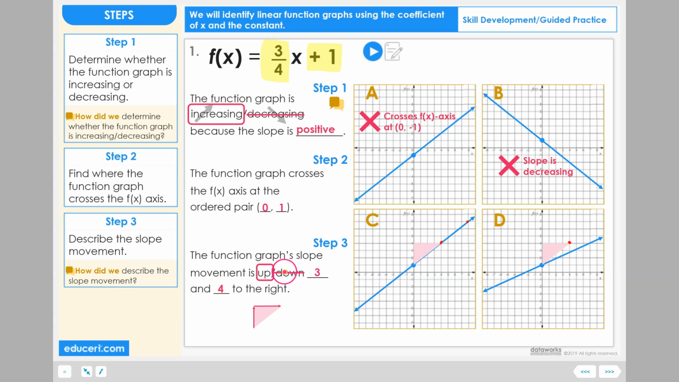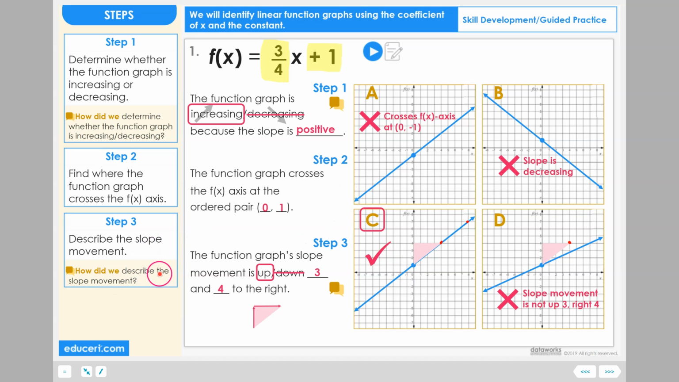So the slope movement describes how this graph is increasing in this case. It's increasing by going up 3 and 4 to the right. D is not following that same slope movement, although it's increasing at a different slope movement. So that means that C is a correct graph for our linear function.